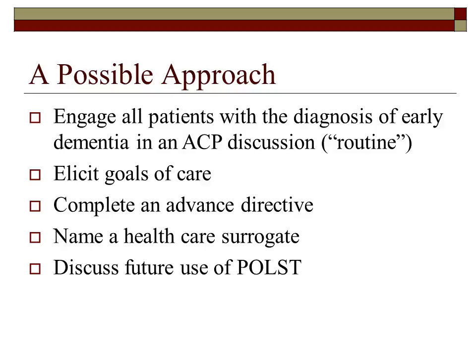So what I'm suggesting is that we have this possible approach where we engage all patients with early dementia in an advance care planning discussion. We make it a routine part of what we do. And during this we elicit goals of care and we help them complete an advance directive and name a healthcare surrogate, and we have a discussion about the future use of POLST.